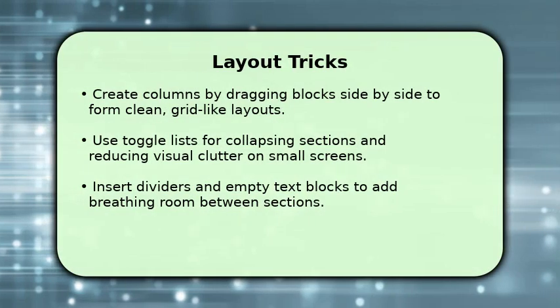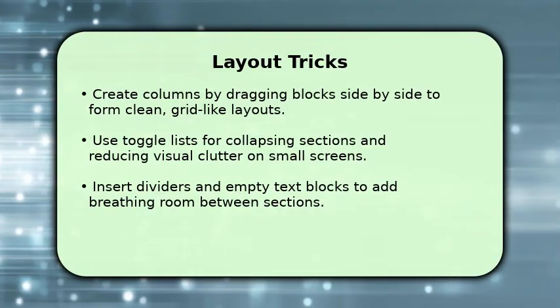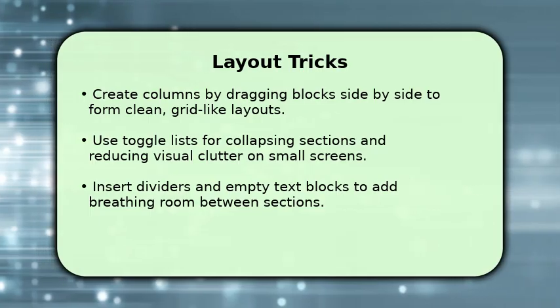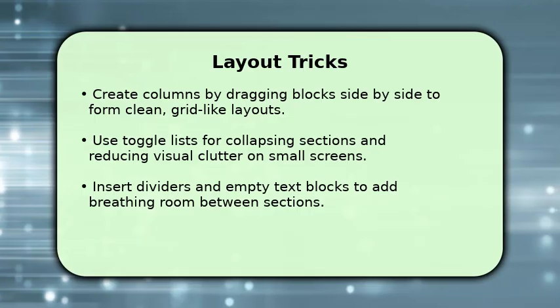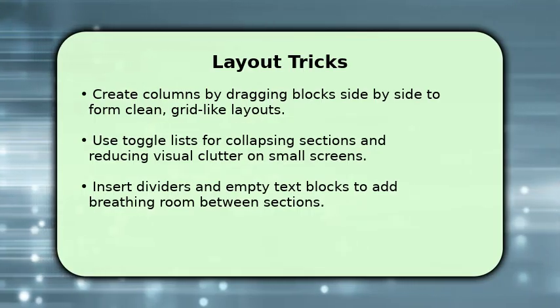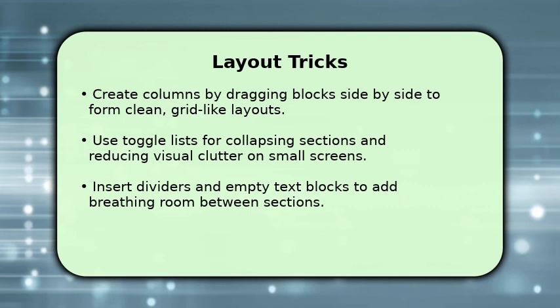Use columns and toggles to optimize mobile reading and navigation while keeping the page visually appealing. Drag blocks to form 1, 2, or 3 column layouts and preview on your phone to confirm spacing. Employ toggles for dense content and add dividers to separate topics.